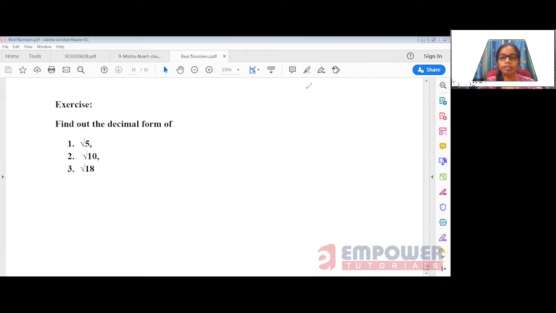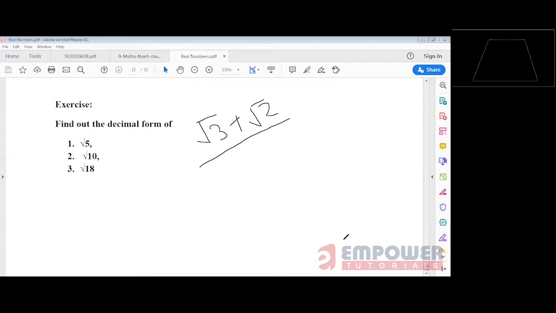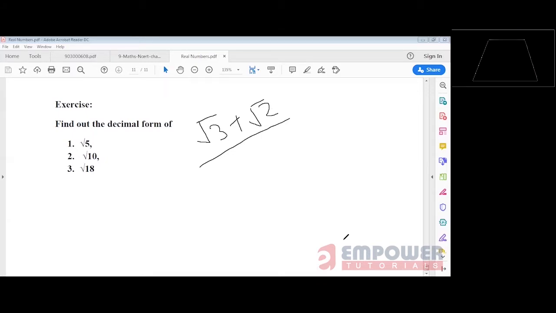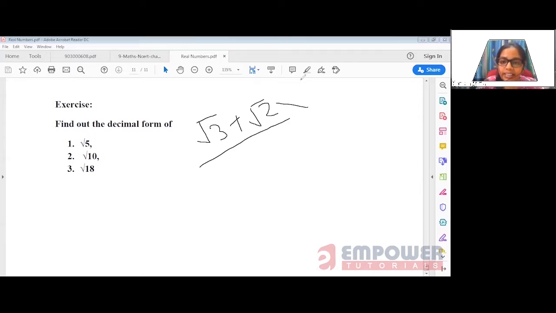What if I am doing some operation between irrational numbers? Can I add root 3 plus 2? Can I add these two numbers? Tell me the answer of this. Root 5. So exactly, it is wrong.